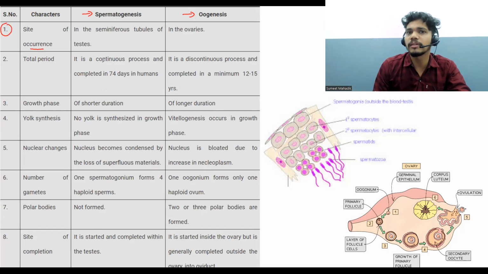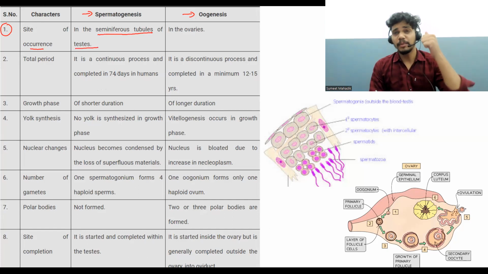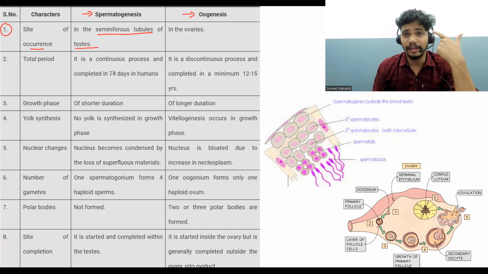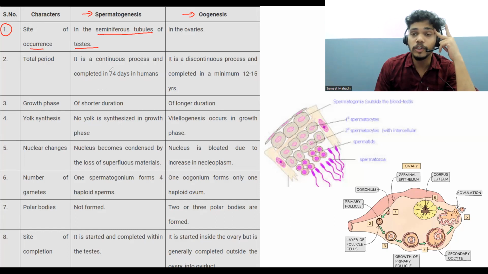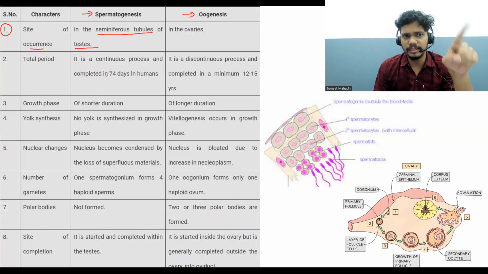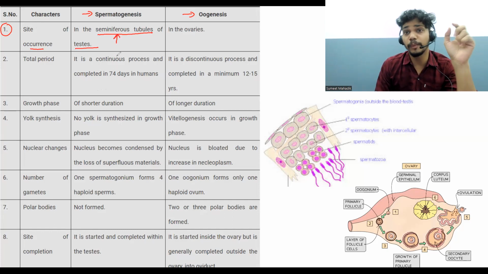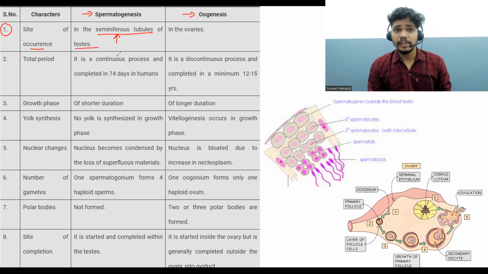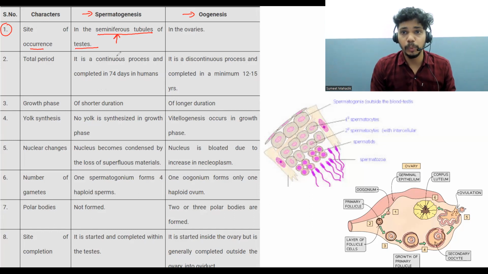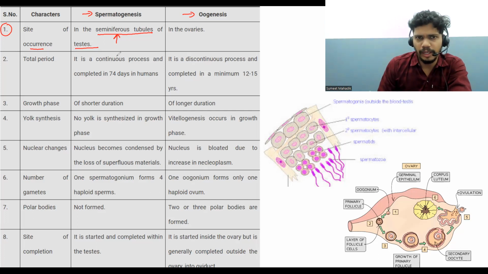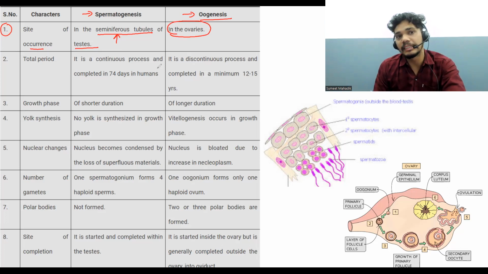Where does spermatogenesis occur? Obviously in the seminiferous tubules of the testes. Seminiferous tubules consist of Leydig cells and spermatogonia. Yes, right, these are the constituents of the seminiferous tubule. So the site of spermatogenesis is the seminiferous tubule, and Leydig cells are also there. Now oogenesis is definitely going to occur in the ovaries.